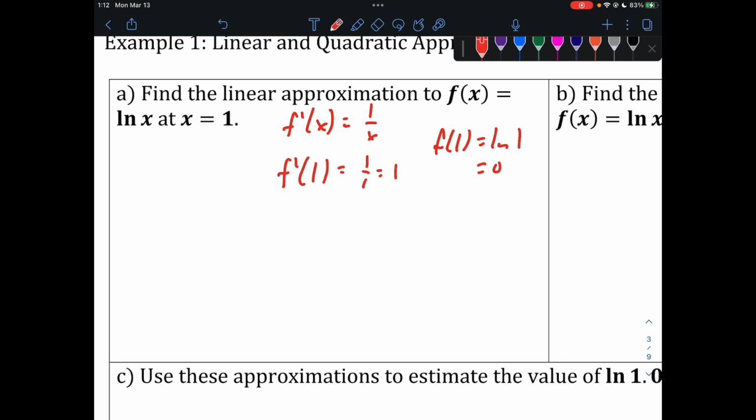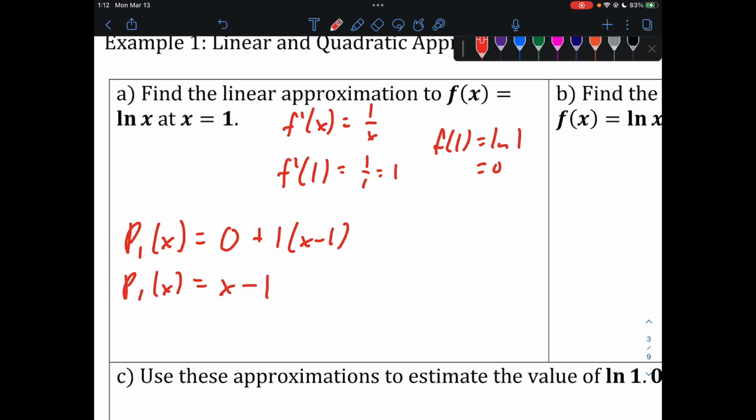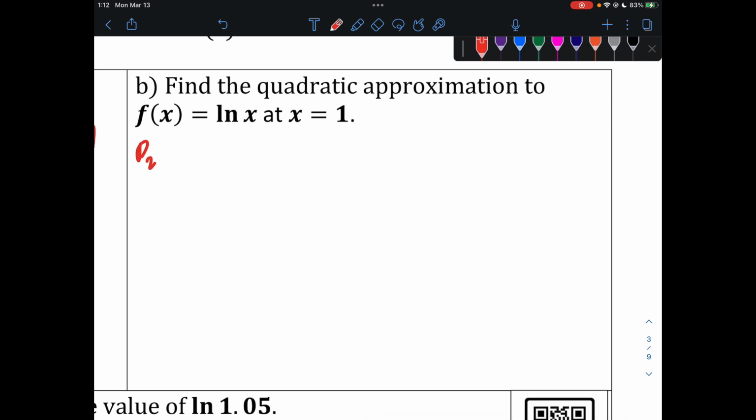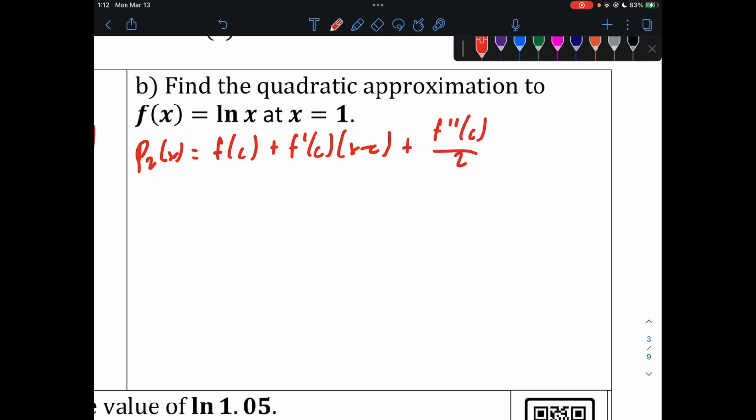So we can call it P sub 1 of x, which would be equal to 0 plus 1 times x minus 1, or we can just write it as x minus 1. So that's our linear approximation. For a quadratic approximation now, P sub 2 of x is going to be those same first couple steps, f of c plus f prime of c times x minus c, plus, as we just discovered, f double prime of c over 2 times x minus c squared.